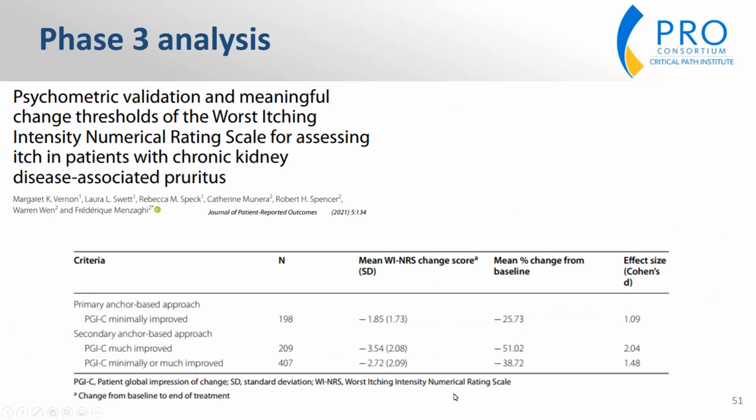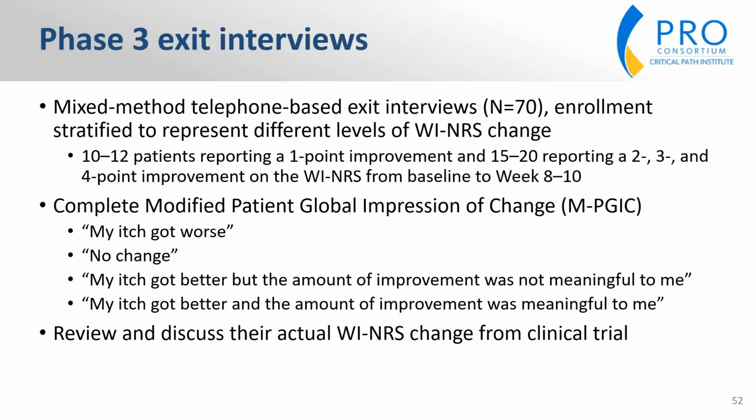Phase 3 analyses were very, very similar. Again, the PGIC was used in the phase 3, and so those were the analyses that we replicated. Among those who had minimal improvement on their PGIC, they averaged less than a 2-point change on their WI-NRS. And for those who had more substantial improvement, indicating that they were much improved, the average WI-NRS change score was again right around 3.5. So getting into the exit interview methods and then results.